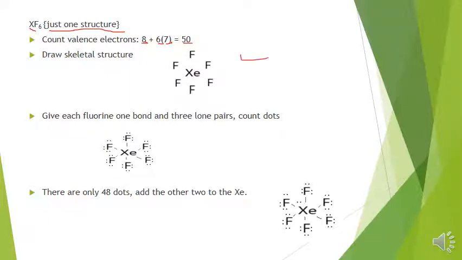Draw the skeletal structure. Then give the outside atoms the number of electrons, lone pairs and bonds as a second row element, which is fluorine anyways. Put that in and then count up the number of dots. There's 8 electrons around each fluorine, so there's 48 dots. So we're missing 2, so we need to put 2 more, and we're going to put them on the xenon in the middle. Okay, so there you go. There's the bonding structure.